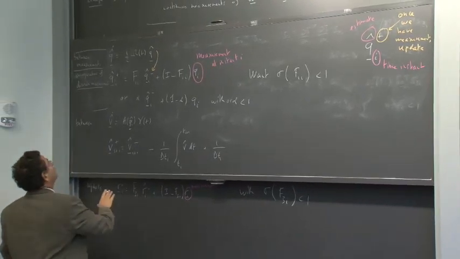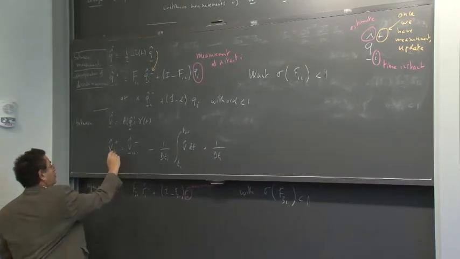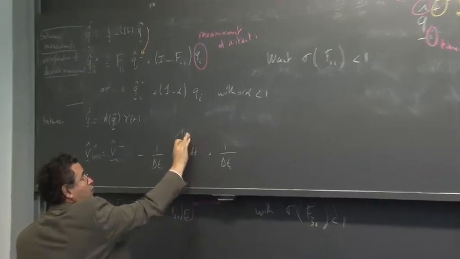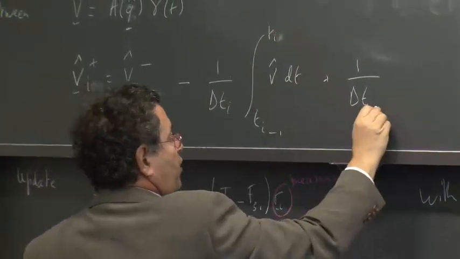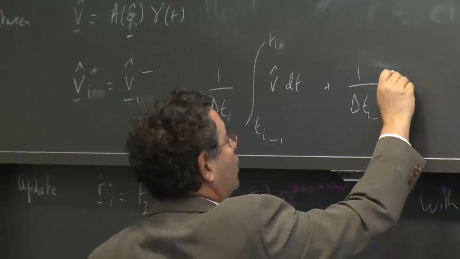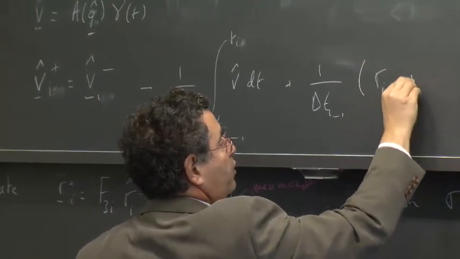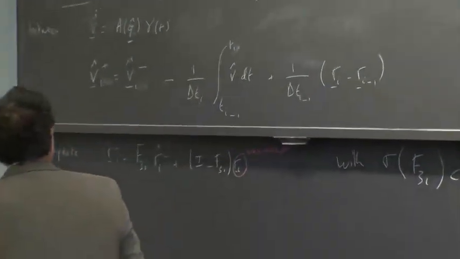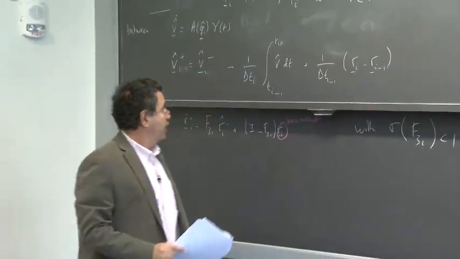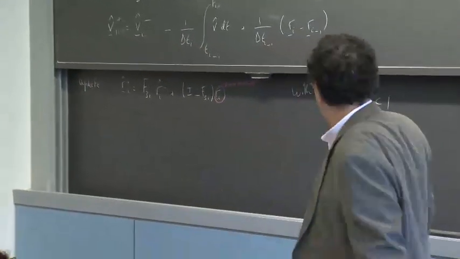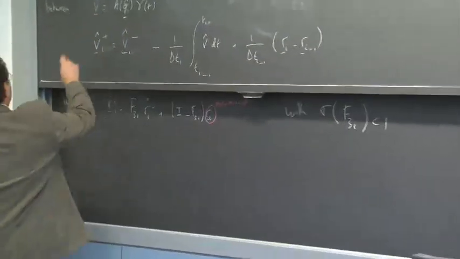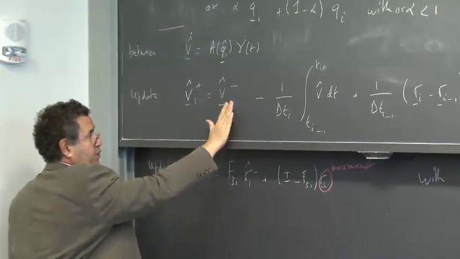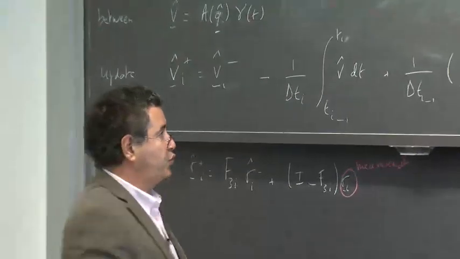Maybe just to be consistent, let me just write it as the I, Ti minus 1, delta Ti minus 1 of Ri minus Ri minus 1. So what is this? It's saying between measurements you do this, and for the update you do this. So the new estimate is equal to the old estimate plus these two terms.